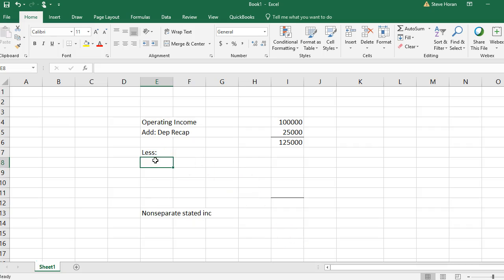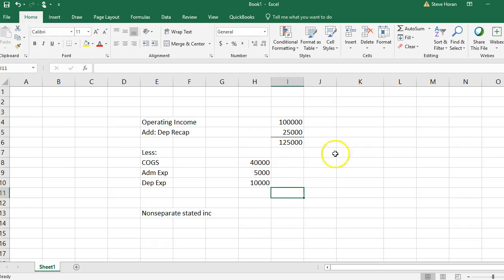So let me just type in a brief explanation of what each one is. So cost of goods sold, admin expense, and then finally depreciation expense. Okay, so it's those three right there. So let's go ahead and put in those numbers. It's 40,000. Right here. It's 40,000. It was 5,000, and it was 10.